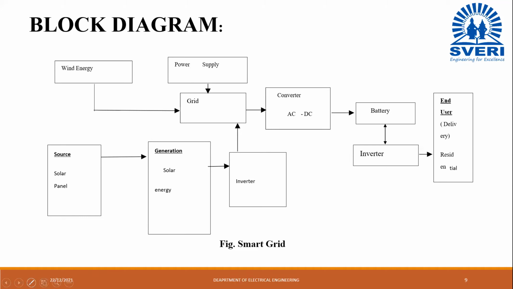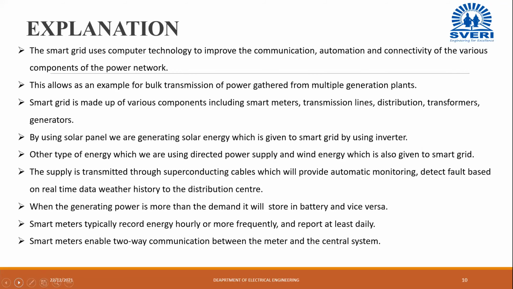Then after the grid, we give it to the converter. We have to store this energy in the battery, so we have to convert it to DC, so we use an AC to DC converter. Then after the battery stores DC, we have to convert this DC into AC. By using an inverter we convert it and give it to the end user. Next slide.